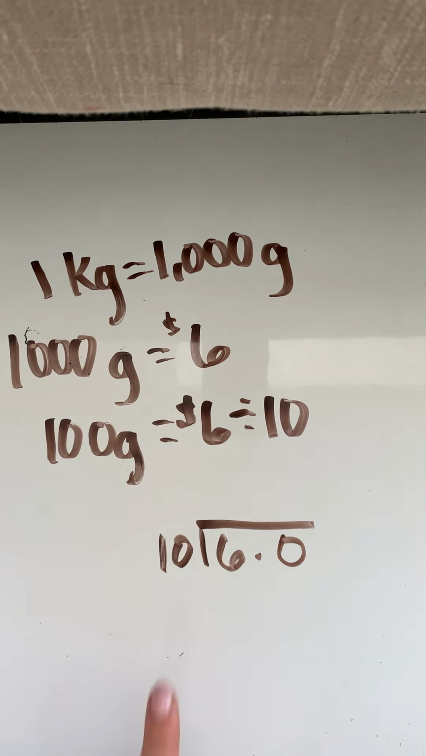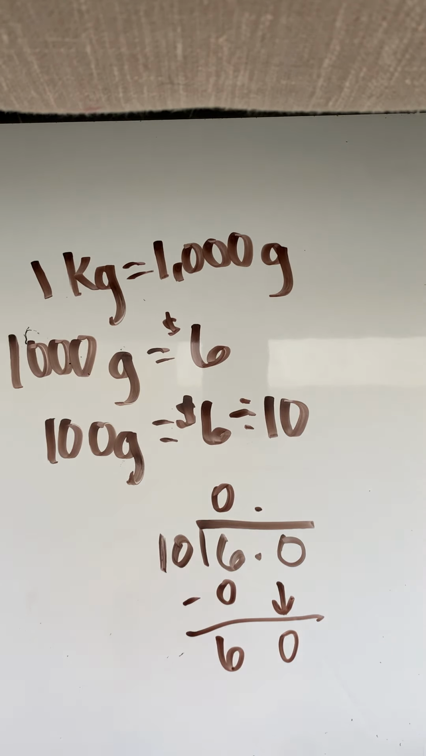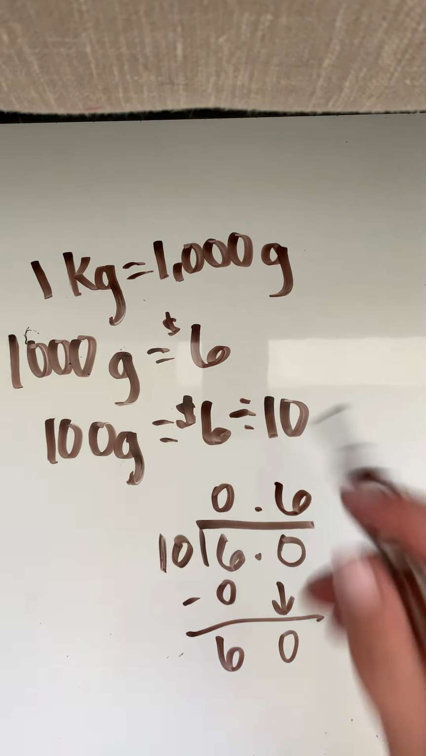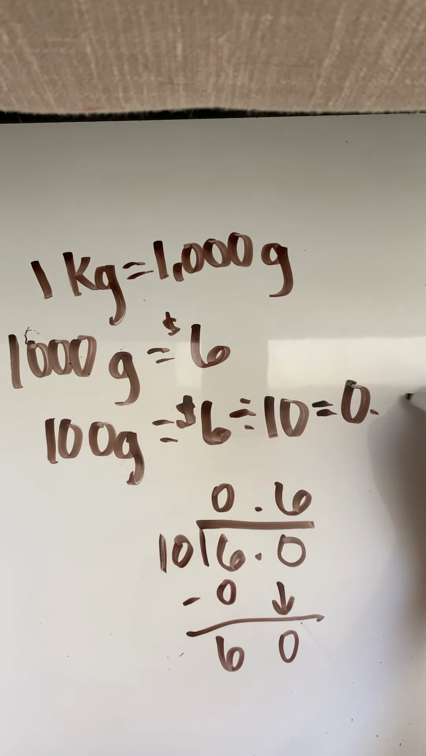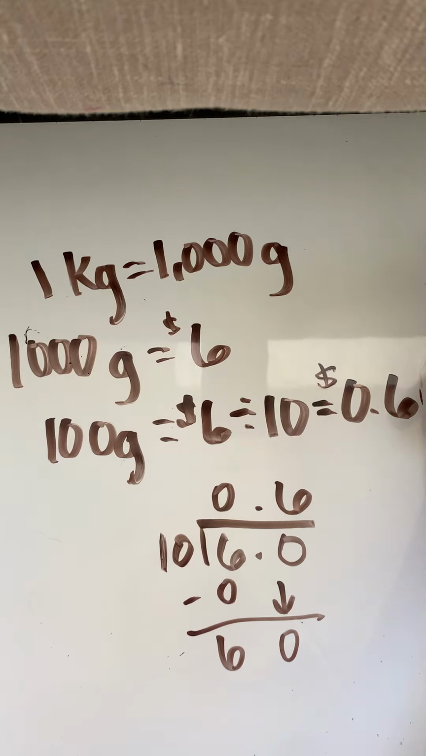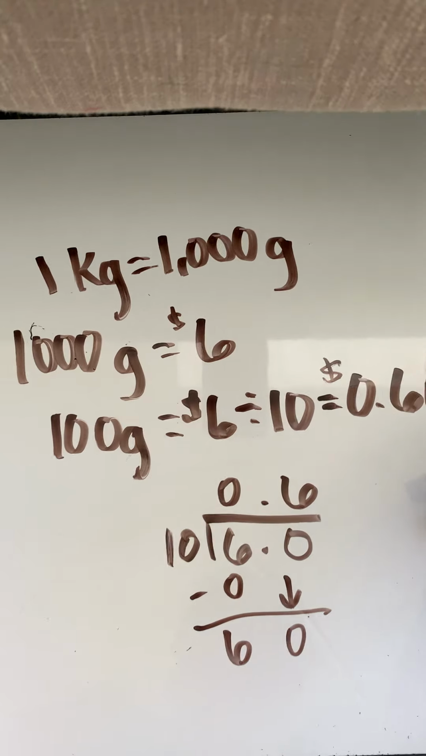So you're going to go ahead and set it up like this. 10 times what gets me close to 6? 0, right? 10 times what gets me close to 60? Yeah, 6, right? So that's going to equal 0.6, and then I can add a 0 here since I'm dealing with money, okay? Because I can't just leave it like that, right? I've got to add a 0 to show that I don't have anything in my hundredths.